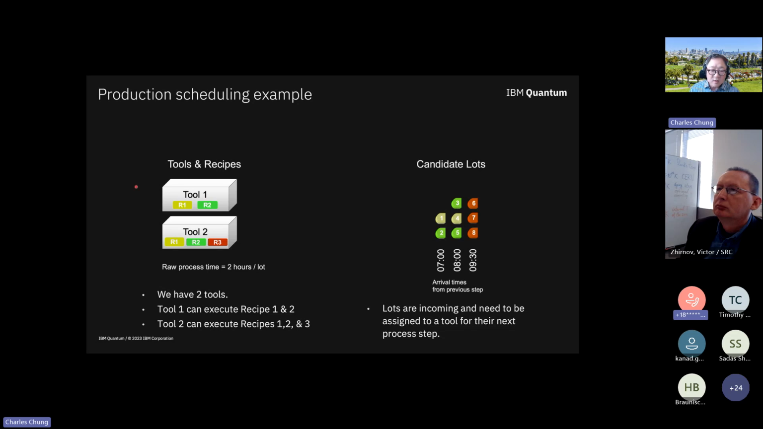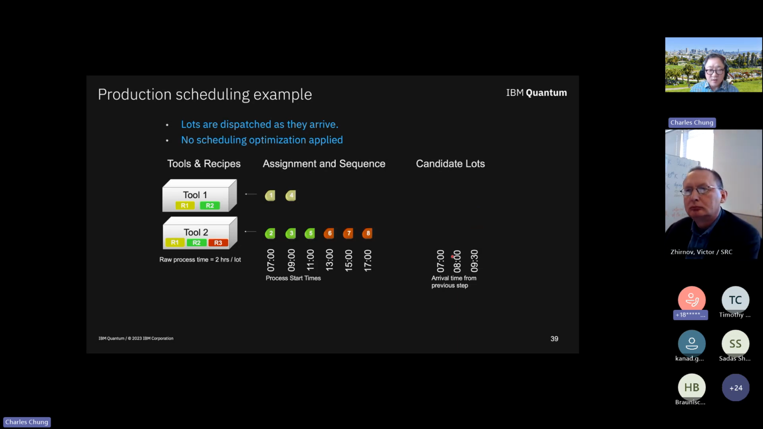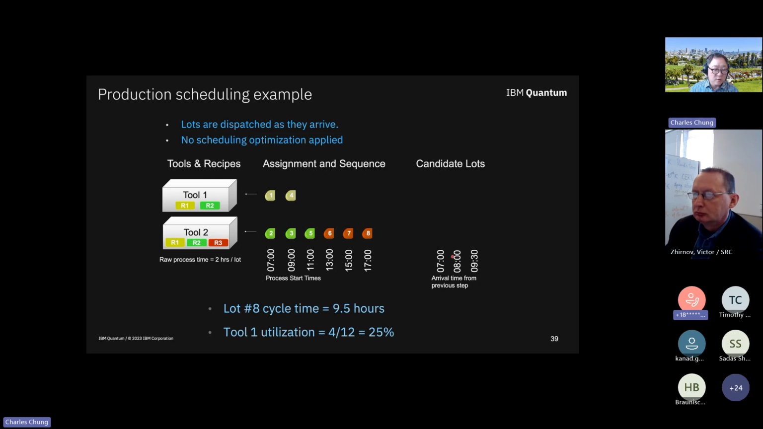These lots start coming in, and if you just use dispatch rules, you can see where tool 1 is executing recipe 1 and 2. Tool 2 can execute recipes 1, 2, 3. These lots are coming in, they're color-coded by what recipe they need, and you can see they just start to get assigned a tool as they come in, and you may end up with something quite unbalanced like this, where tool 1 is underutilized, the total lot cycle time for all lots is almost 10 hours, and tool 1 utilization is 25%. So this can be improved, right?